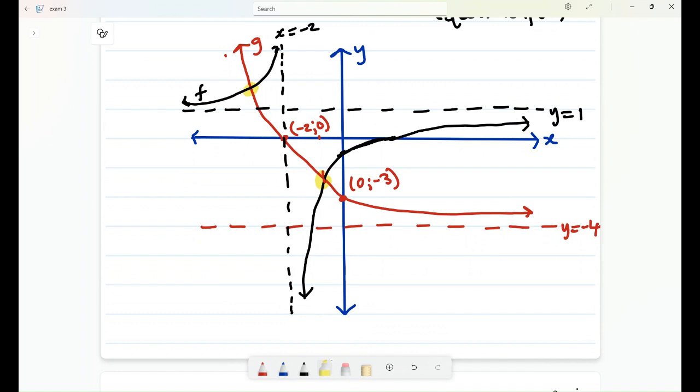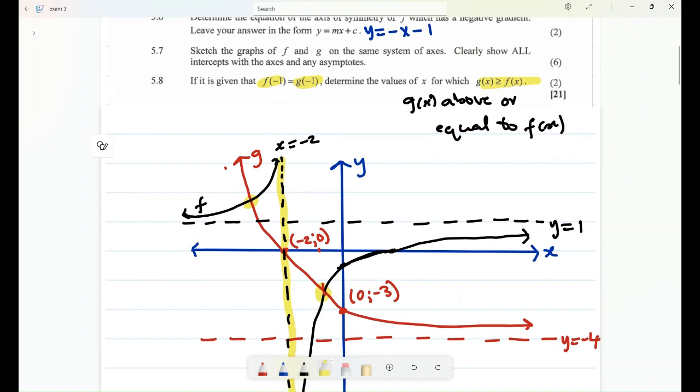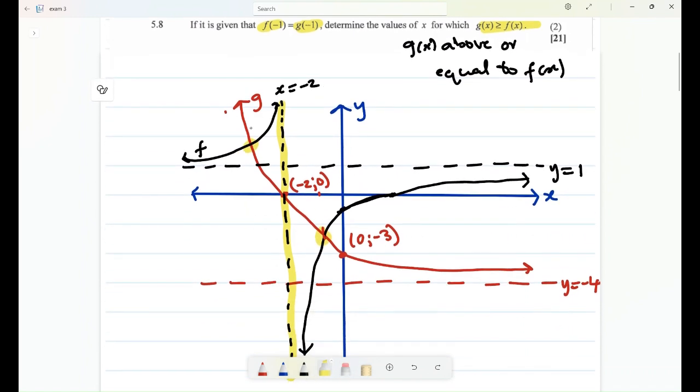Let's look at this portion from here to this side, the left hand side of this asymptote. From here, we see that g is above, right? g is above f in this portion. You agree with me? We want where g of x is greater than f of x. Yes, we agree in this portion from here to this point here. Do you all agree that g is above?